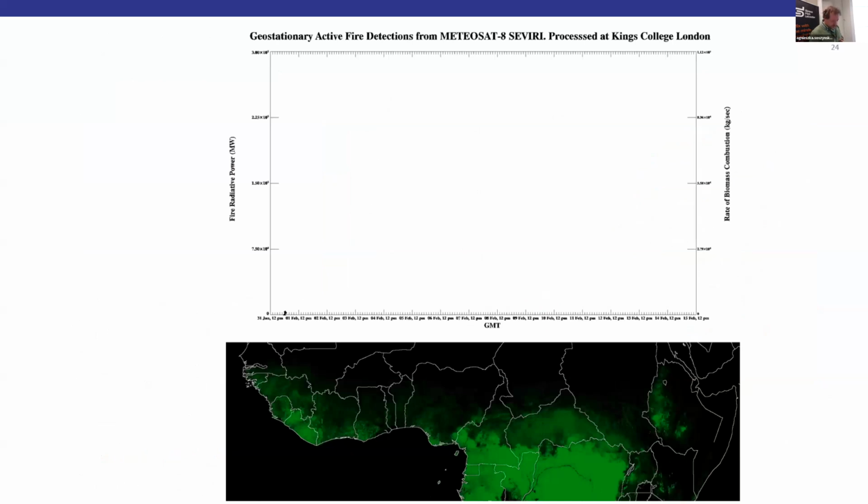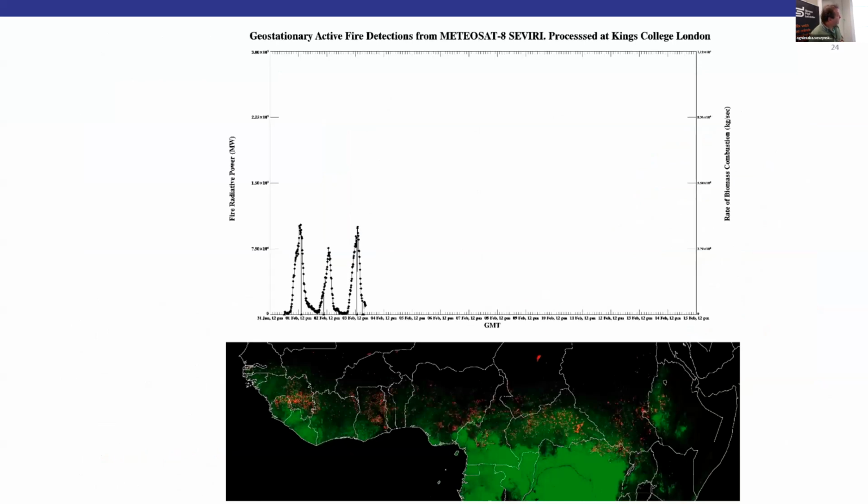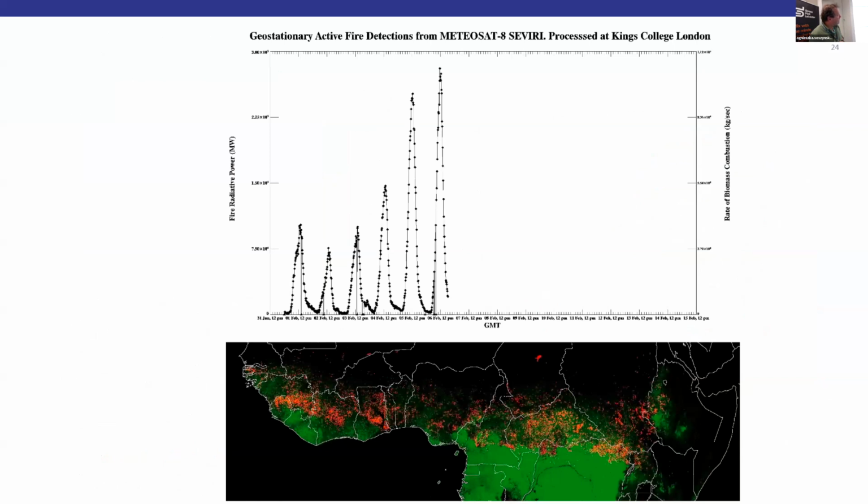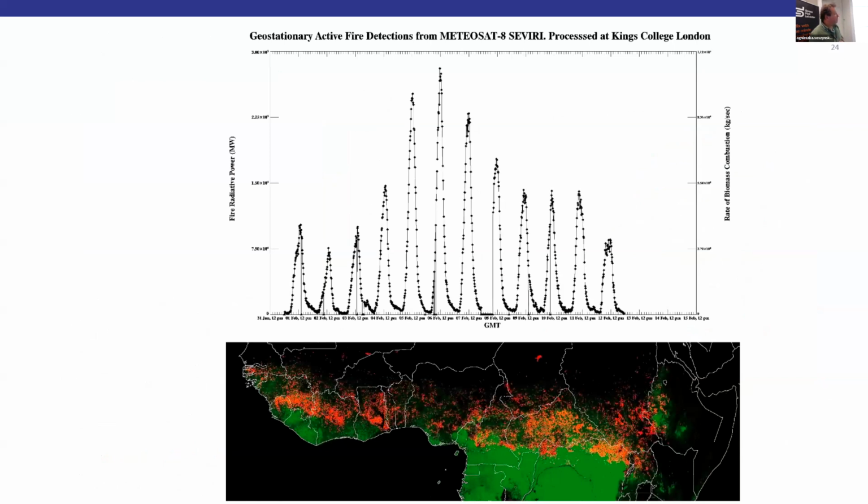So that's what these kind of things look like. This is over West Africa. So you get a daily cycle of 100 observations from Meteosat 2nd generation and even more from Meteosat 3rd generation. And you can see this huge diurnal fire cycle, which is why geostationary data is so useful for fire, because depending on the time of day that you observe, you see completely different things. So you can't just observe one time a day if you want to quantify things.